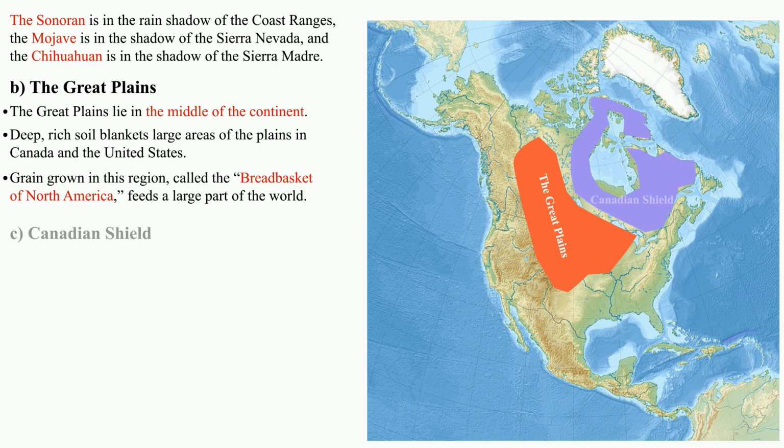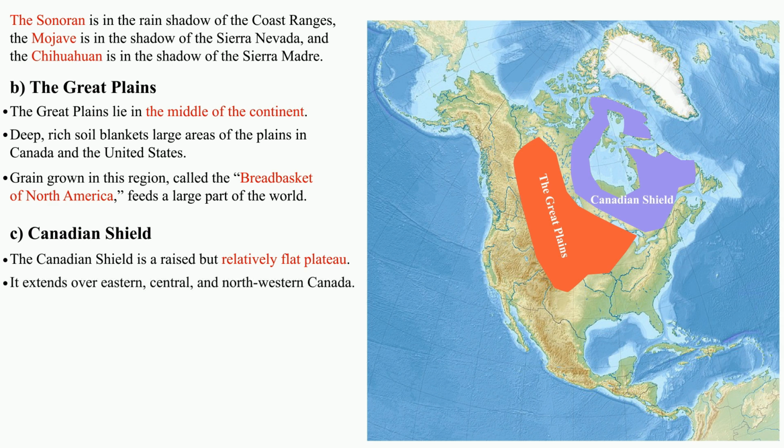Now, the next region is the Canadian Shield. The Canadian Shield is a raised but relatively flat plateau. So the characteristic of the Canadian Shield is that it is a flat plateau. It extends over eastern, central, and northwestern Canada.